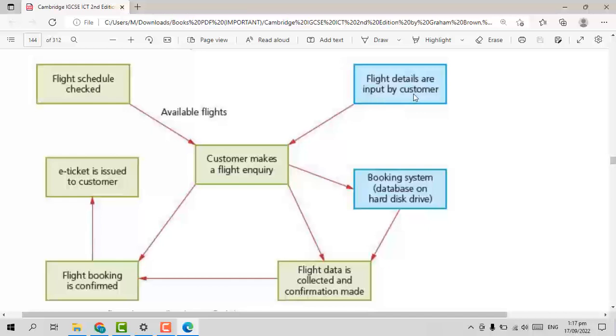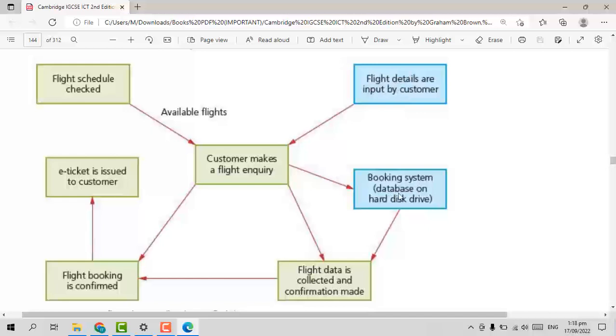Next, if they do have flights on that date, they're going to collect the data and make confirmation. Also, in the booking system, of course, they save all your information on a database that's stored on a hard disk drive. Then the flight data is collected and confirmed, and confirmation is made. This means that we do have seats available on Friday. They have already collected my information, stored it, checked the schedule and everything, and now confirmation is made.